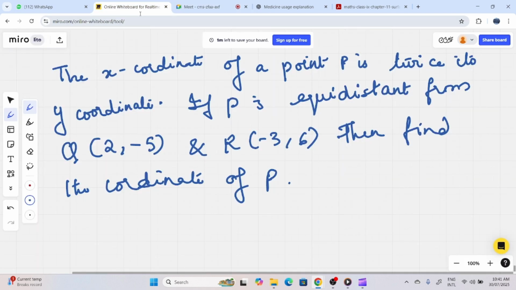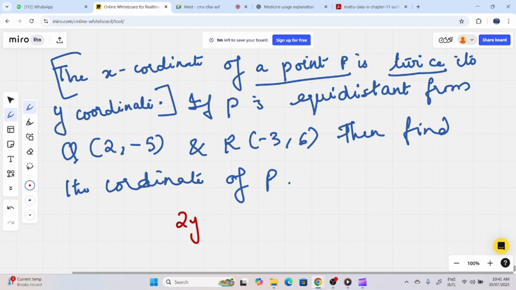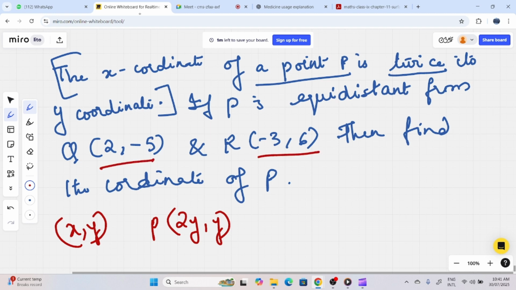Guys, see, this thing, point P is twice its y coordinate, is only for one point, only for P. That means for P it is 2y comma y, because earlier it was x comma y, but x is equal to twice y. So this is the coordinate for P. For others it is not that.